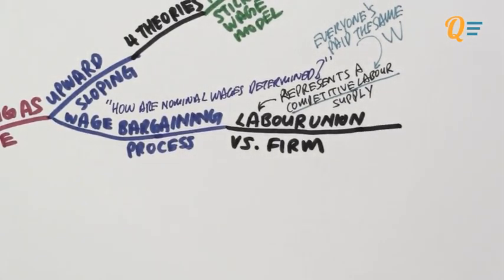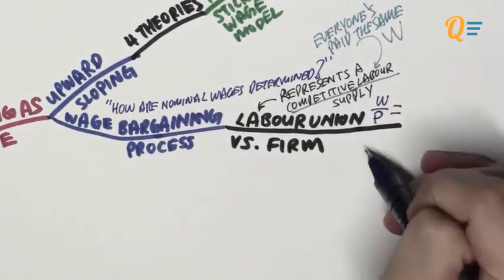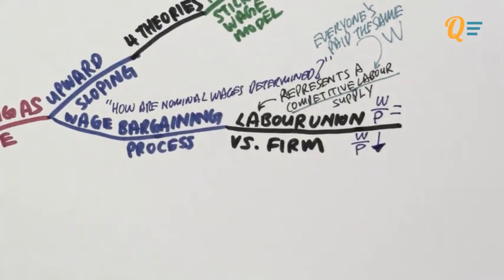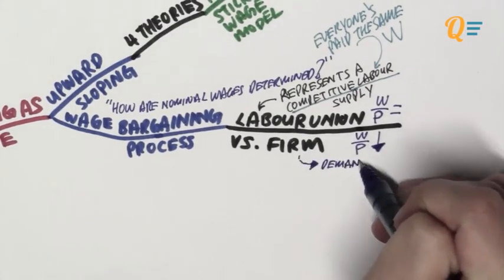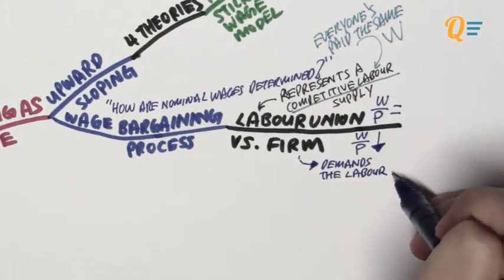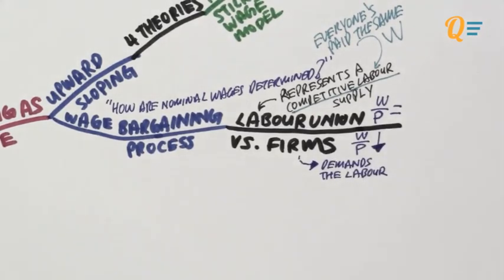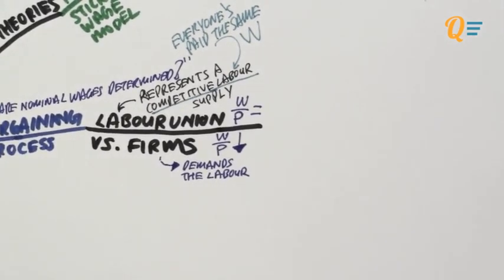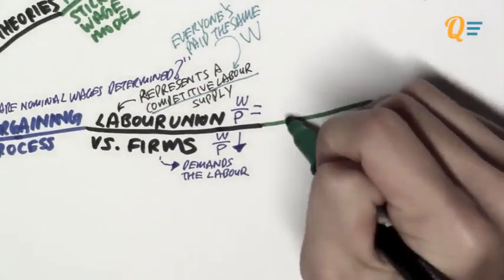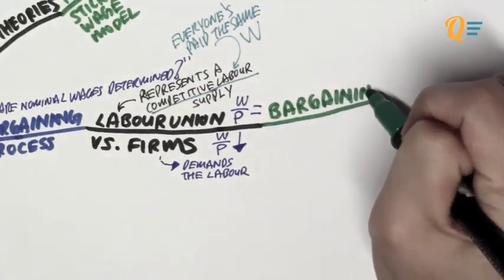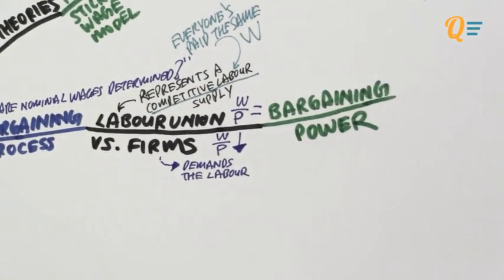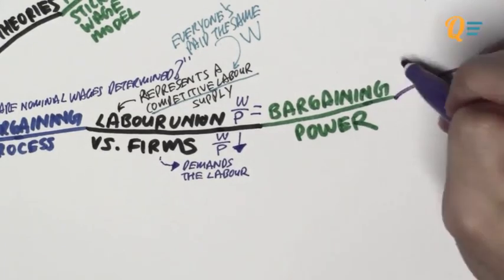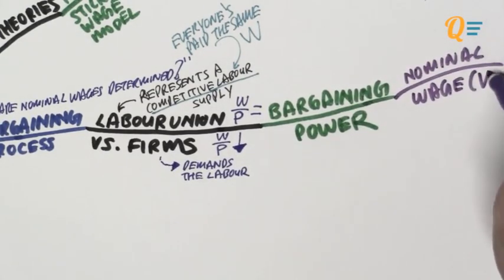So let's take a look at the objectives of these two entities over here. The labor union wants to help the workers maintain their real wage, whereas the firms will want to minimize the real wage. Why? Because if the firms minimize the real wage, then the cost of production is cheaper. So take note that the firms here are the ones that demand the labor. So obviously the labor union and the firms have got very differing goals. And also obviously, the entity that has got the larger bargaining power is the one that's going to have more influence over the nominal wage in this economy.